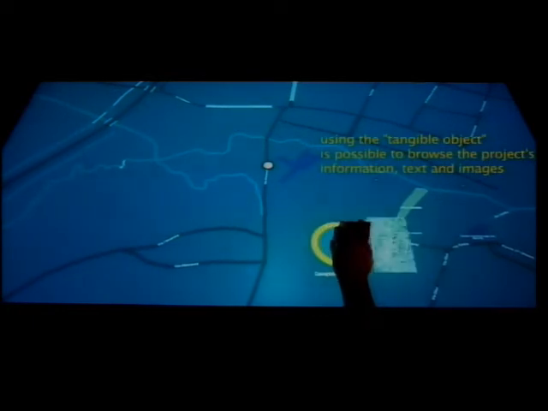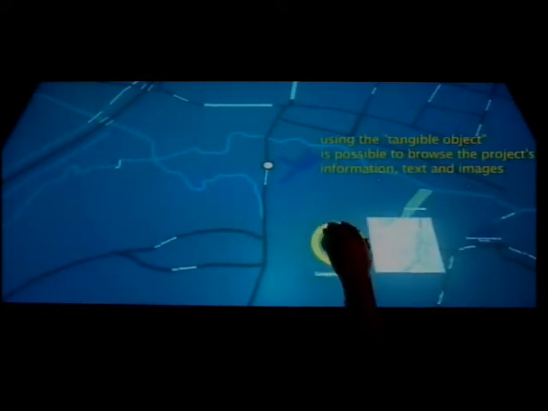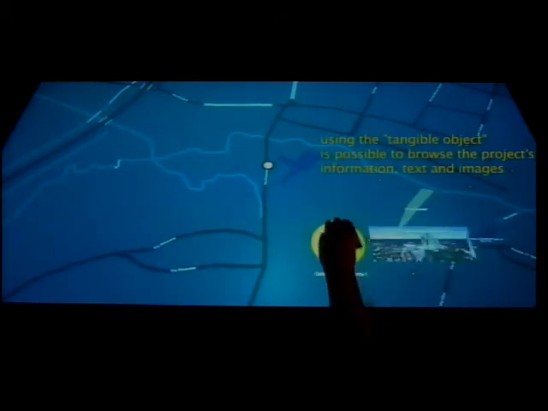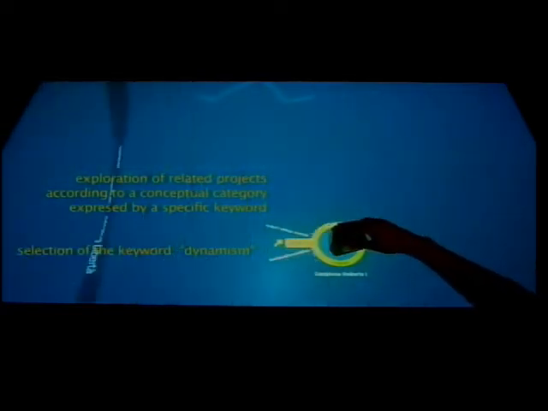Okay, so for these questions, in our database we have in this case 100 projects, and we show only the projects that are new in Venice. So the idea was to give users the possibility to understand how Venice will change during the next years.